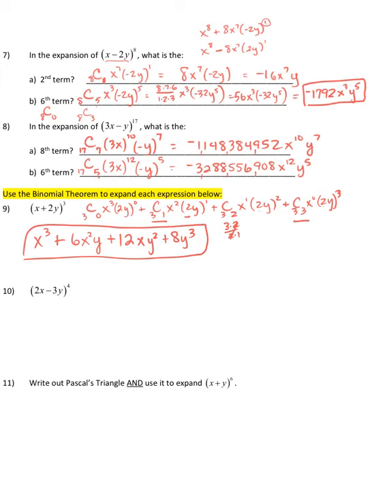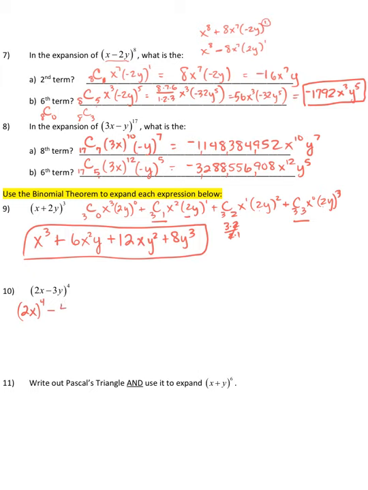So for number 10, I'm going to skip that first part with the combination numbers and all that, and we're just going to try to write it out. So we will start with, we know that we're just going to take the first term, 2x, and raise it to the 4th power. The coefficient is 1. The next term is going to be negative because it'll be negative 3y to the first, so I'm just going to go ahead and put the negative there now.